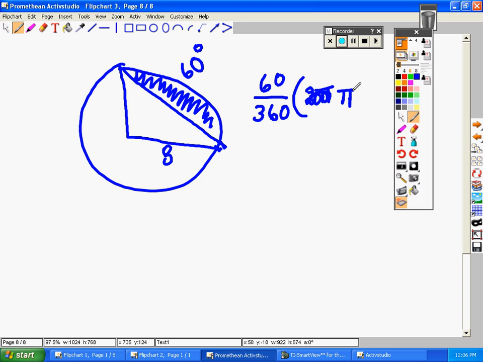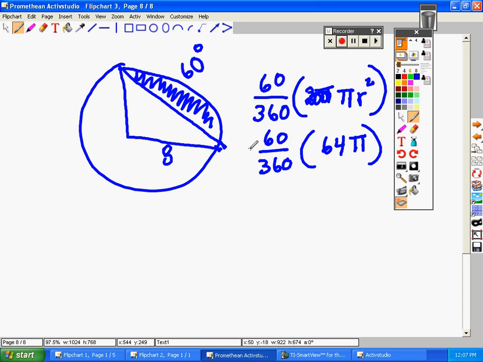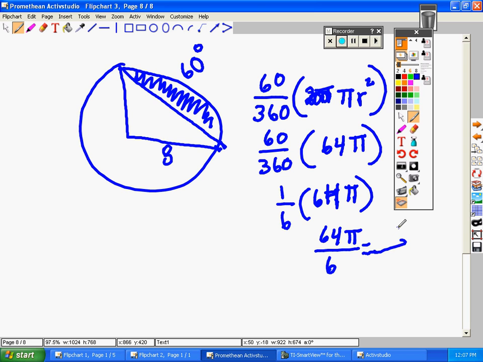r squared. And r in this case happens to be 8. So we have 60 over 360 times 64 pi. Next thing we're going to do is simplify this fraction. We can make it into 1/6 times 64 pi. And simplify it even further by multiplying these together. And you get 64 pi over 6, which we could divide by 2 and make into 32 over 3 pi.